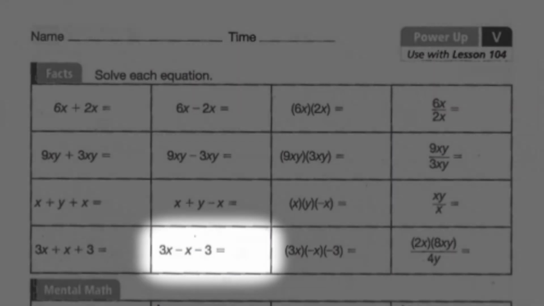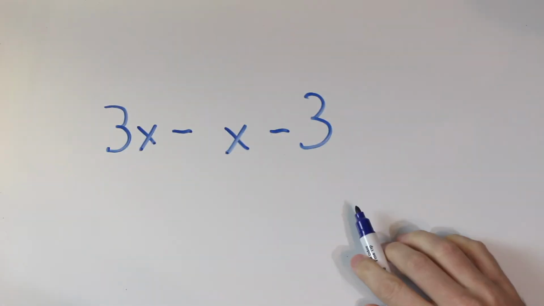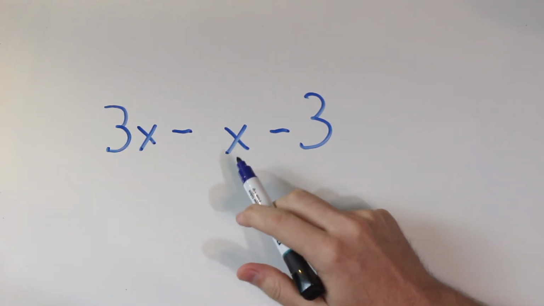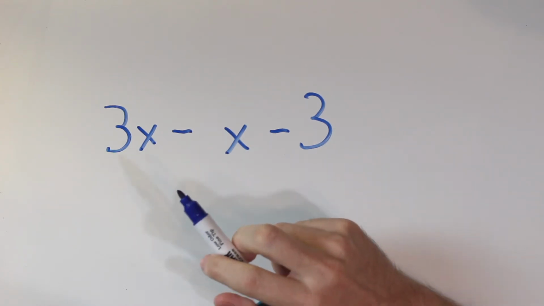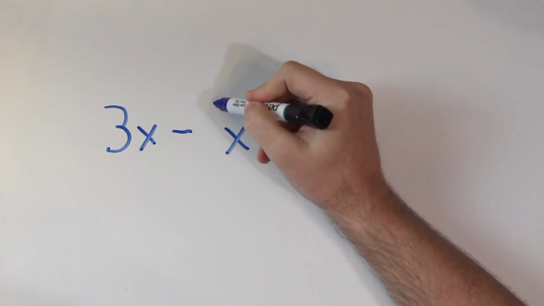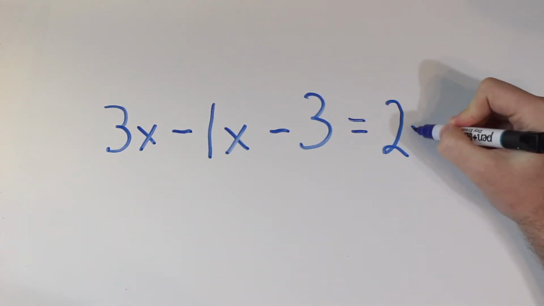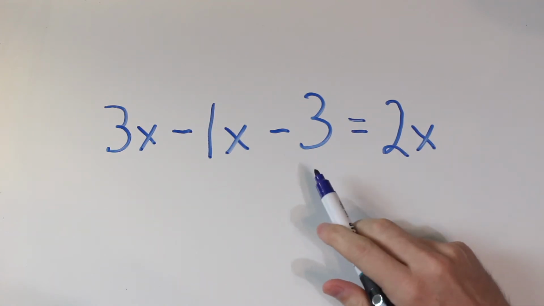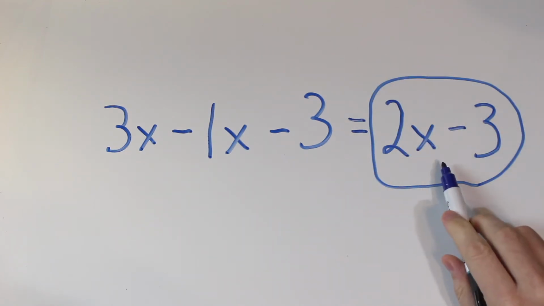This next problem with subtraction works the same way. 3x minus x minus 3. Once again, find the like terms. 3x and x are the like terms, just like in our previous problem. This time, the problem is asking us to subtract 1x from 3x. 3 minus 1 is 2, so 3x minus 1x is 2x. Once again, we leave this constant as is, and so our final answer is 2x minus 3.